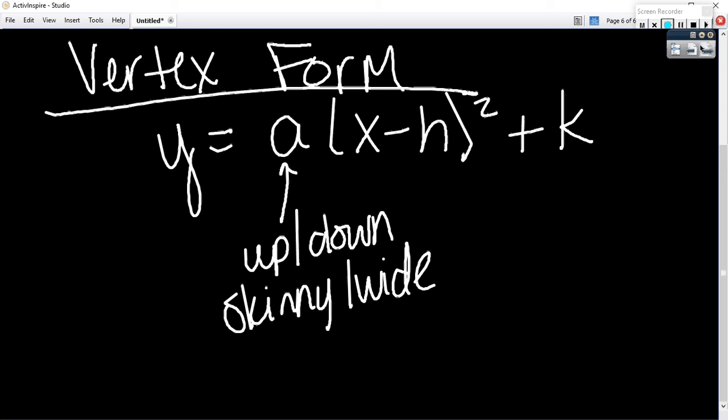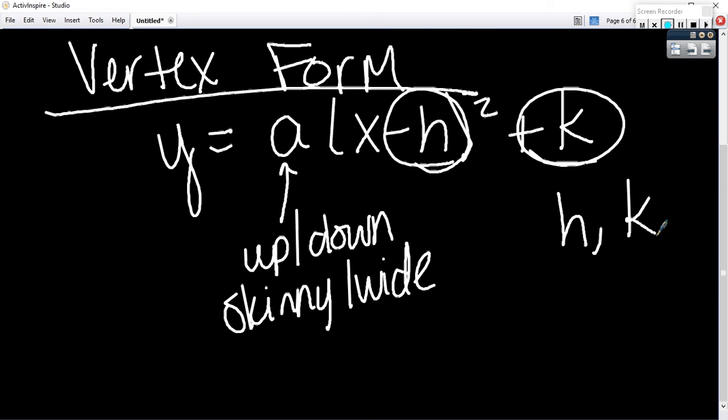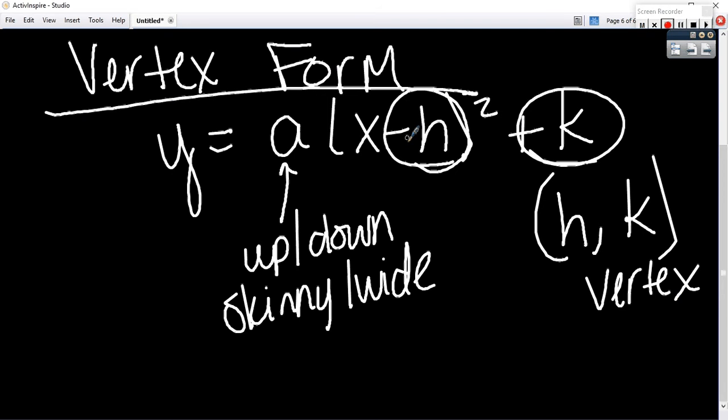The additional information here is the H and K. Together, HK makes up my vertex. There's no opposite B over 2A. There's no plugging back in for the vertex. I just literally pull the vertex out of the equation. Okay? Because there's a minus sign, however, in front of that H, the H is the opposite sign.